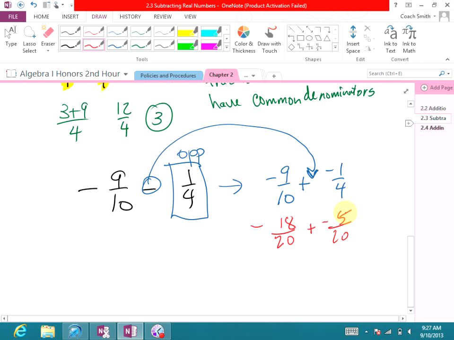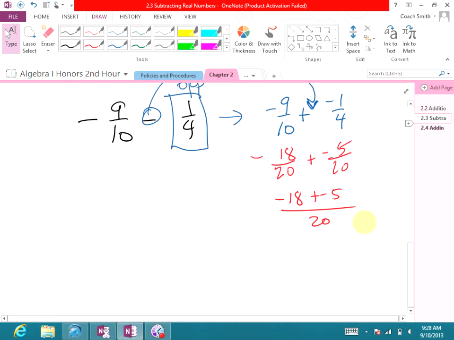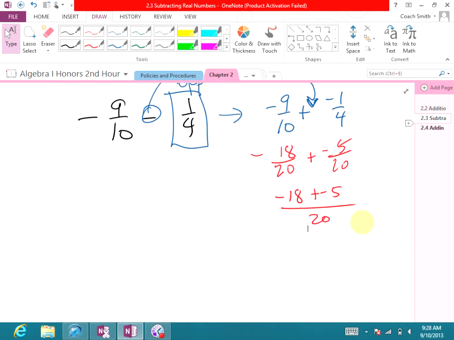Now just put them together. That gives me negative 18 plus negative 5 on top and 20 on bottom. Negative 18 plus negative 5 would be what? Zach? Yeah, negative 23 over 20. Can't leave it like that. Matt Shelton, what would it be reduced?